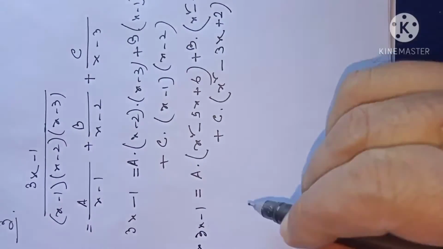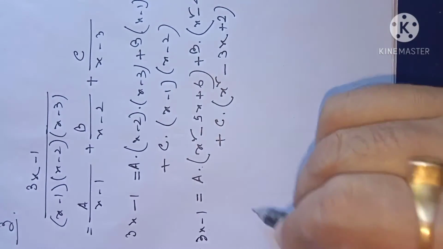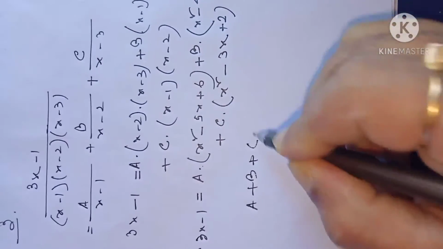If we compare the coefficients, then we will get a plus b plus c is equal to 0. a plus b plus c is equal to 0. Why 0?